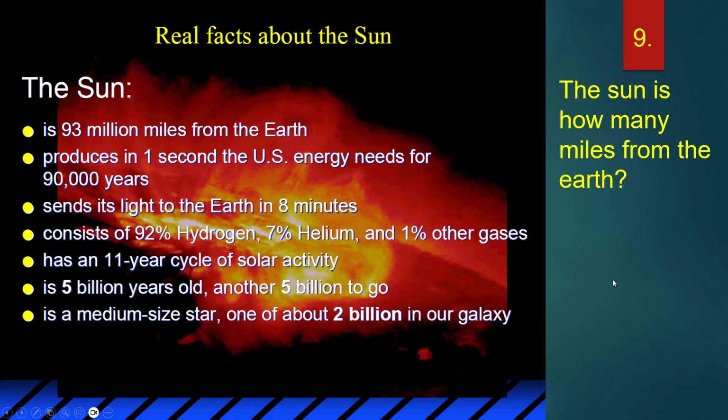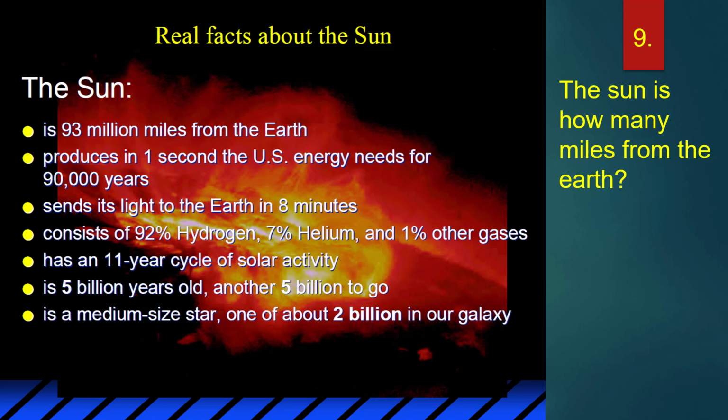Real facts about the Sun. The Sun is 93 million miles from the Earth. Produces in 1 second the U.S. energy needs for 90,000 years. Sends its light to the Earth in 8 minutes. Consists of 92% hydrogen, 7% helium, and 1% other gases. Has an 11-year cycle of solar activity. Is 5 billion years old, another 5 billion to go. Is a medium-sized star, one of about 2 billion in our galaxy.